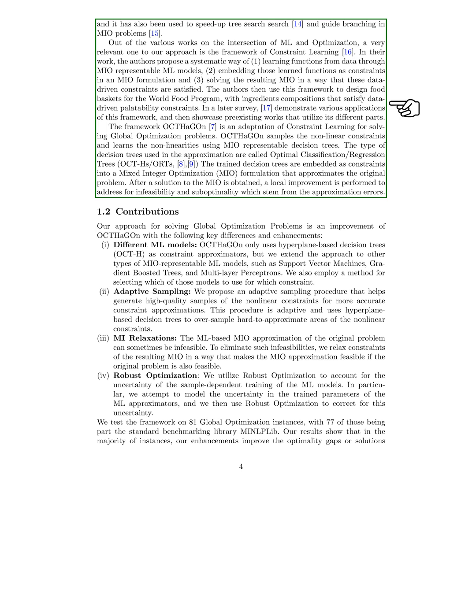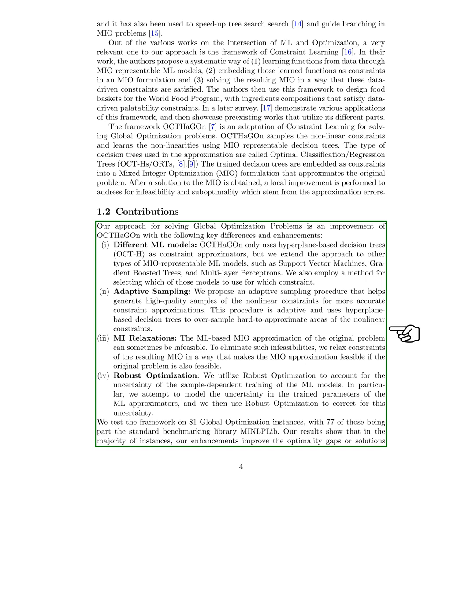We've adapted this constraint learning approach to solve global optimization problems in a framework we call OCTHaGOn. This involves sampling the nonlinear constraints and learning the nonlinearities using MIO decision trees. These decision trees are then embedded as constraints into an MIO problem that approximates the original problem. Once a solution to the MIO is found, we make local improvements to account for any infeasibility and suboptimality that arise from approximation errors. Our approach to solving global optimization problems improves upon OCTHaGOn in several key ways.